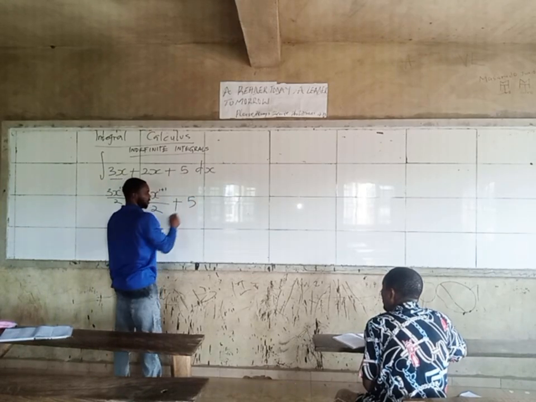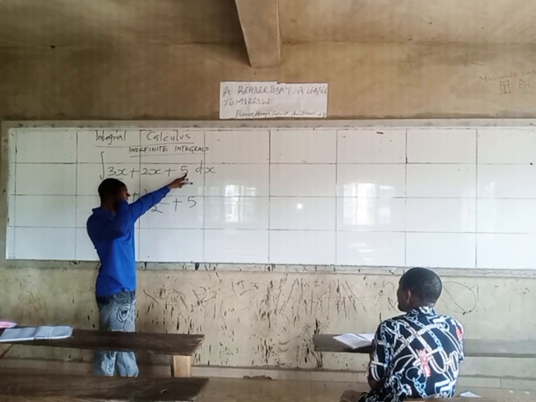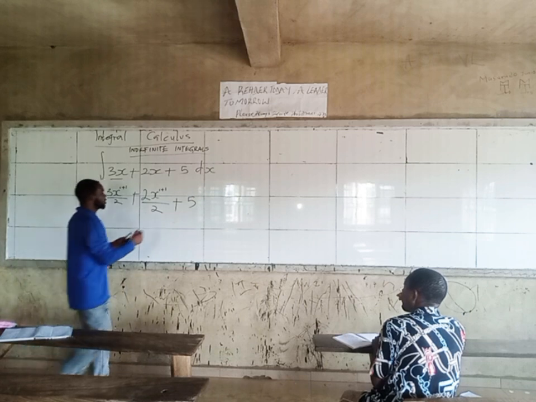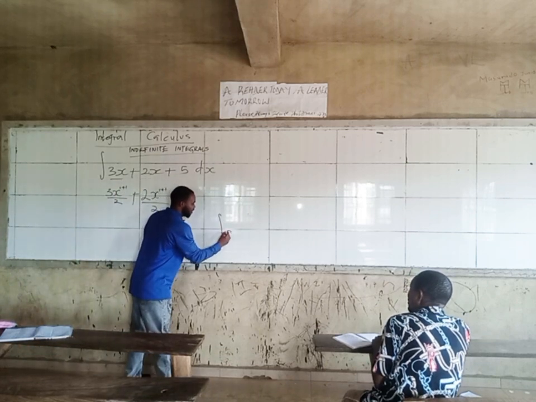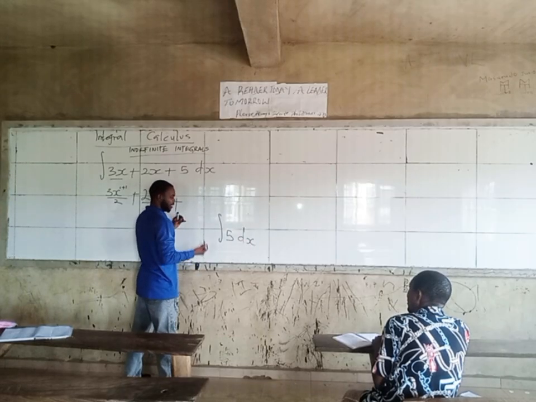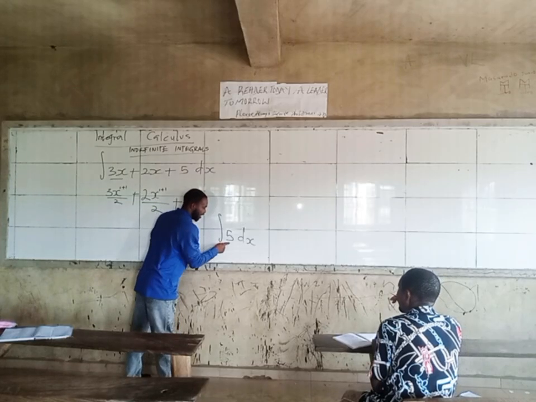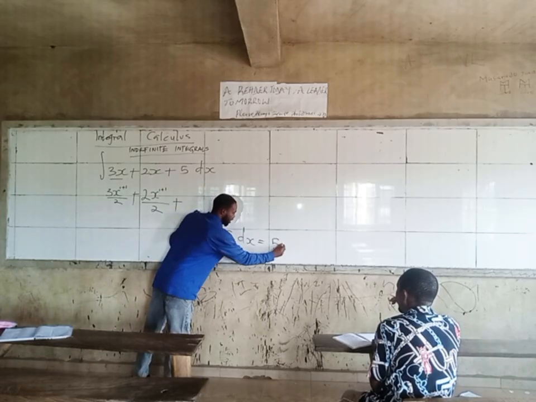This will be 5. Notice that it doesn't have any variable. But in integration, since we are integrating this, it is the same as saying integrate 5 with respect to x. If I'm integrating just a number, since it's with respect to x, this will become just 5x.